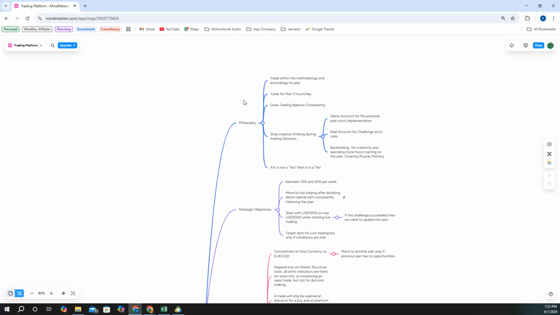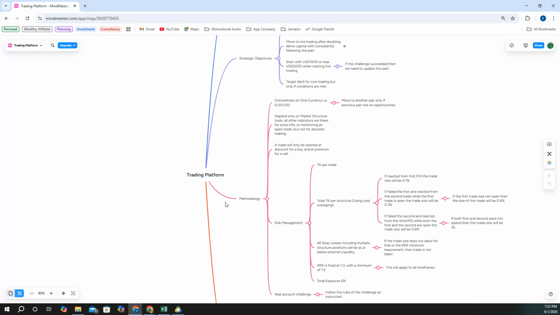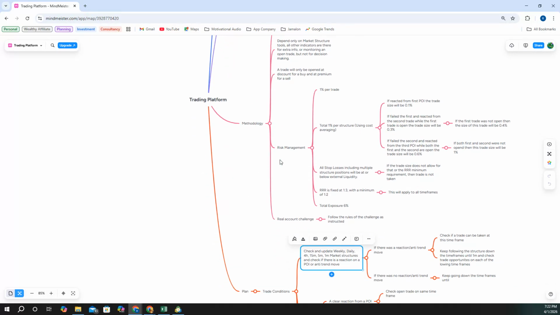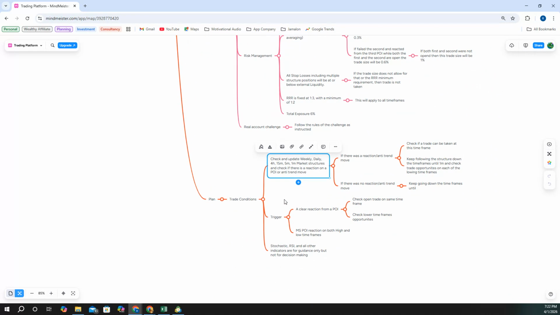There was a complete video regarding the philosophy, another one for the strategic objectives, and now in two sessions we talked about the methodology. In the first part we talked about the methodology. We continued talking about the methodology in this session, and we concluded with what a plan includes in this platform. So they are the trading conditions.